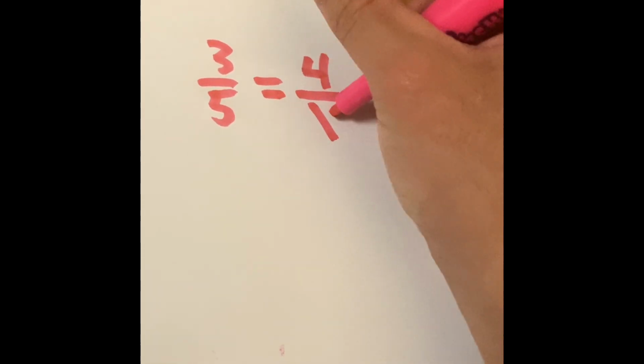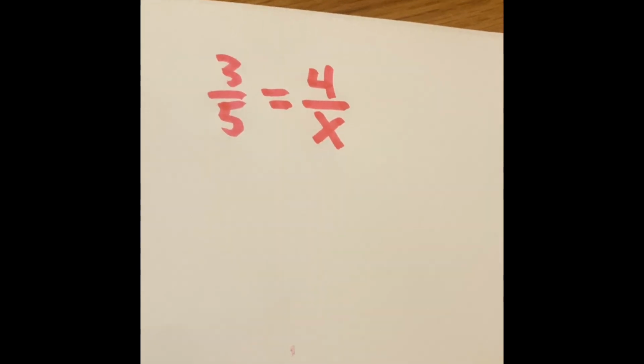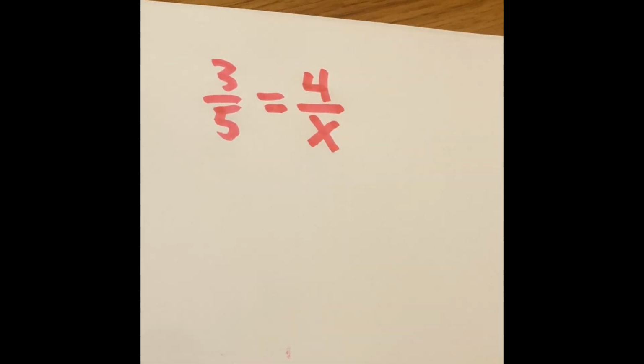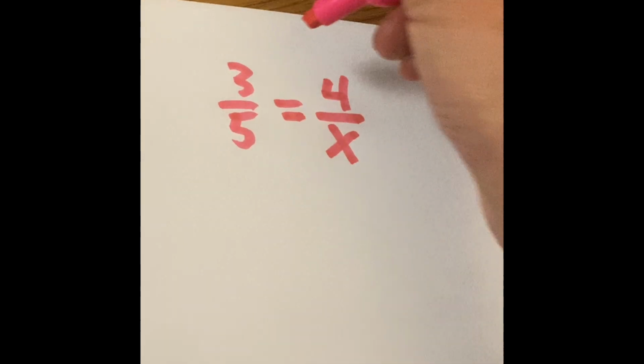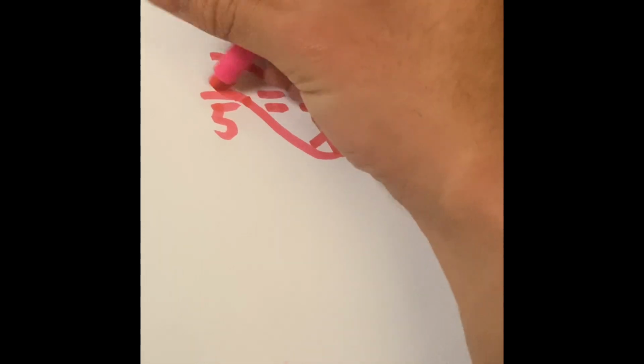If we say 3 over 5, and we're going to say 4, and we're going to make a proportion. What is going to be x? Well, what we can do is solve this algebraically. What we can do is cross multiply.